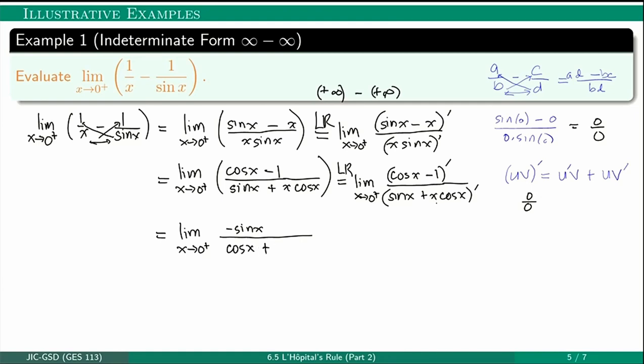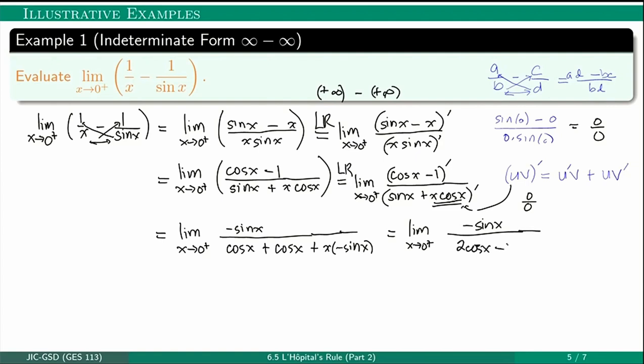Plus, now take note here, for x cosine x, we have to apply another product rule. So I'll take the derivative of x, which is just 1, multiplied by cosine x, plus I'll copy x and then take the derivative of cosine x. That will be minus sine x. So ultimately, I can rewrite this as limit as x approaches 0 from the right of minus sine x divided by 2 cosine x minus x sine x.